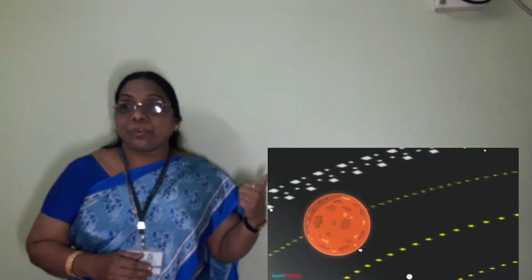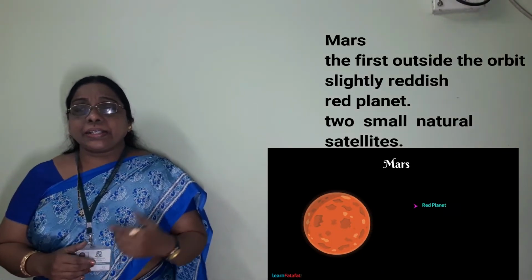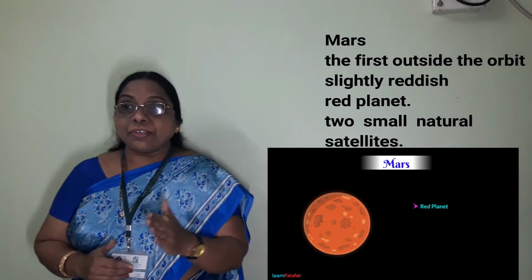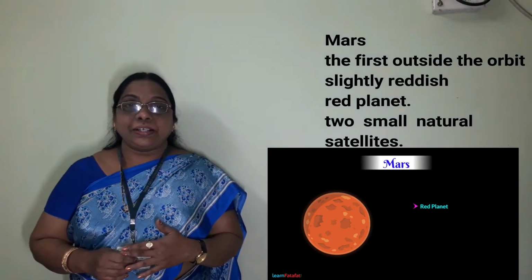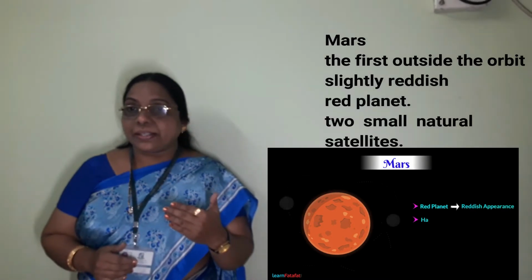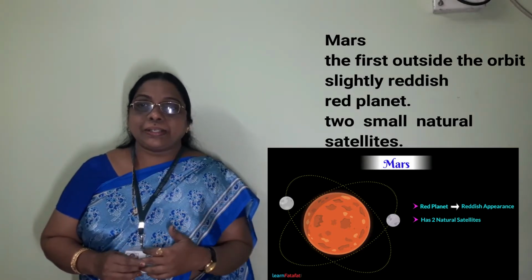So this tilt position is responsible for the change of the seasons on the Earth. Is it clear, children? Yes. So the next planet you are going to study is Mars. The first planet outside the orbit of the Earth is Mars.